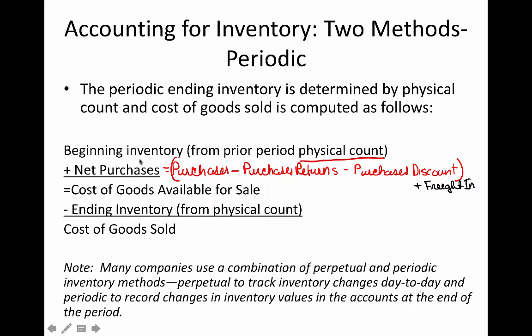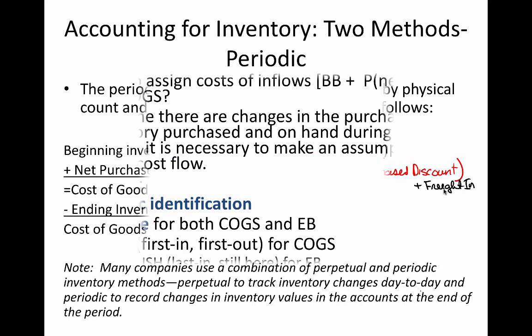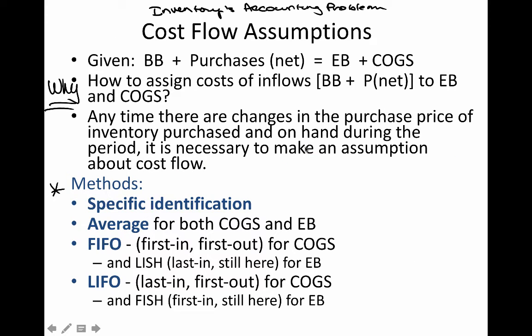Now, when we deal with the periodic method, we talked about that we have to compute cost of goods sold. So just as a reminder, net purchases includes the purchases, the full amount, minus any purchase returns, minus any of those discounts, plus any freight in. Now, here's the dilemma. When we deal with inventory, we have good hard evidence for what the beginning balance number is and what the net purchases number is.